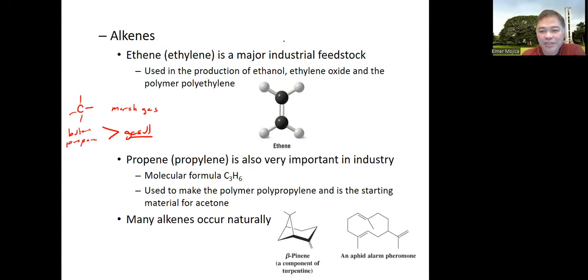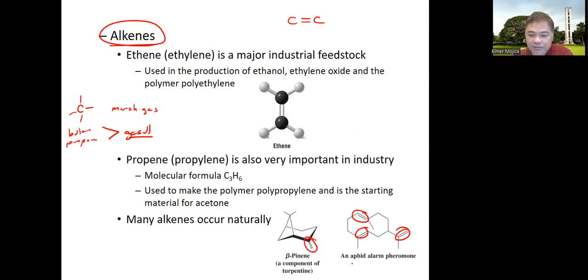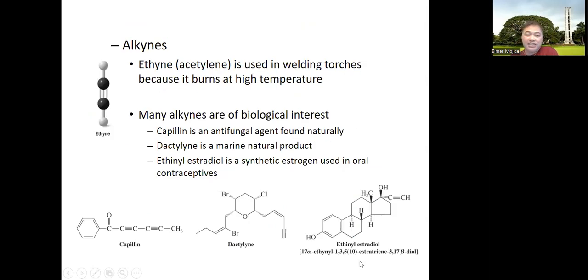Okay? Now, if you have a double bond like this, yan yung alkene. An example of a double bond is ethene or propene. So ethene is a major industrial feedstock. Ganun din yung propene. Okay, ginagamit sa polypropylene. So whenever you see a double bond, that's already an alkene, like the beta pinene or the acid alum pheromone. Now kapag triple bond sila, kagaya dun sa acetylene, yan yung tinatawag nating alkyne. So acetylene that you use in welding torch.